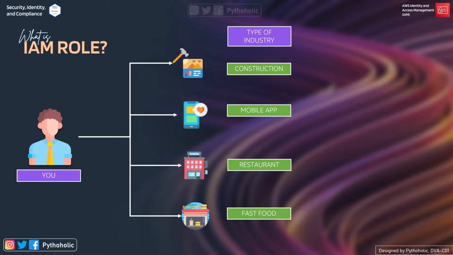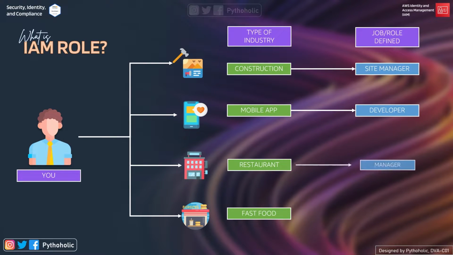These are the type of industries where you might be working. But you will have a certain role that will be defined as your responsibilities in the organization. If you're working in construction, you might have a role of a site manager. If you're working in a mobile application, your role might be that of a developer. Now, I'm asking you, what is your role at the place that you're working right now?